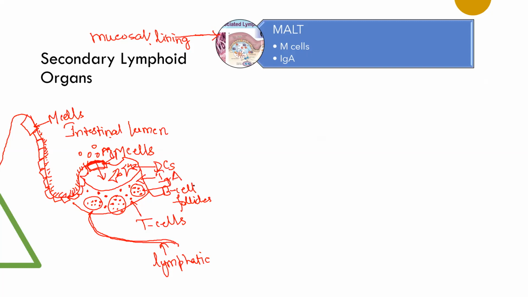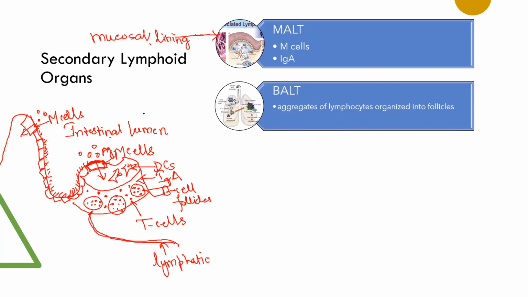Okay? We will see later why only IgA, when we discuss antibodies in detail. So basically what we are trying to say is that this is the organization of MALT, which has a special cell known as the M cell, which does not have cilia on it and helps in taking up the antigens. Okay. Now let's see the next lymphoid tissue.